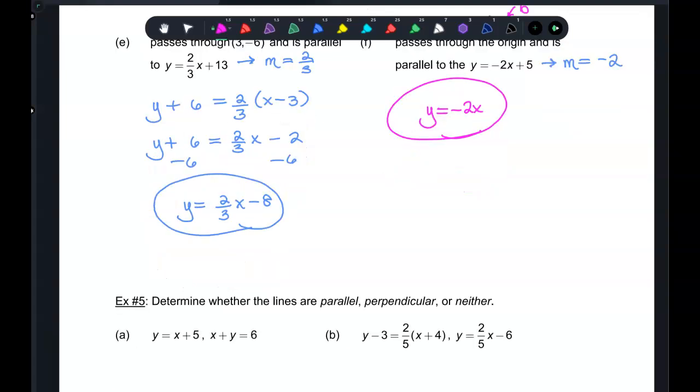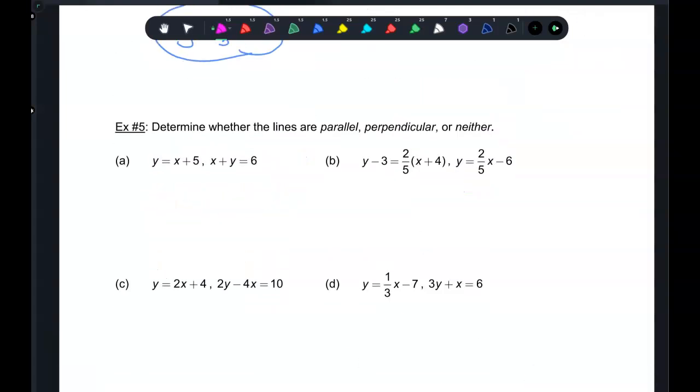Good. All right, last set. We want to just see, are the lines parallel, perpendicular, or neither? Come on, Simon, we got this. Okay. What is the slope for the first line? y equals x plus 5. The slope here is 1.